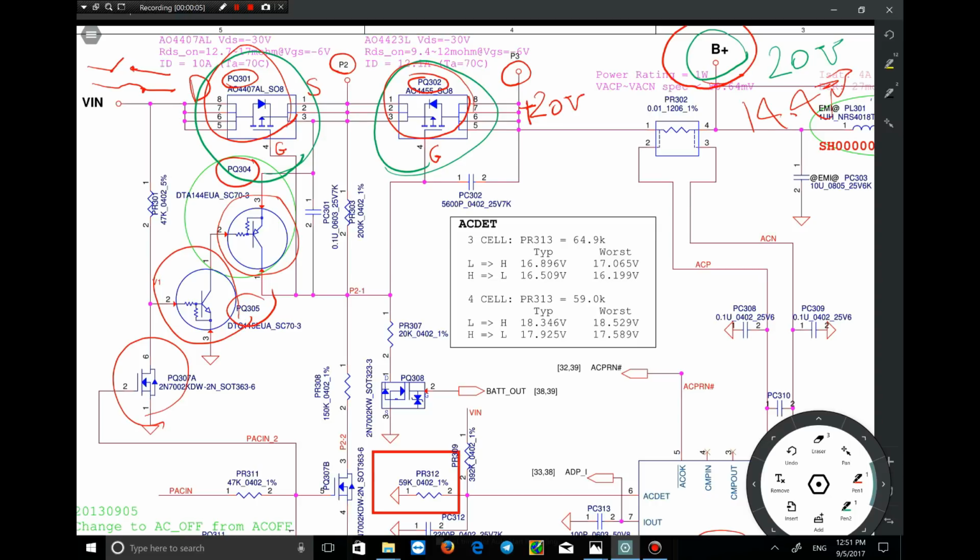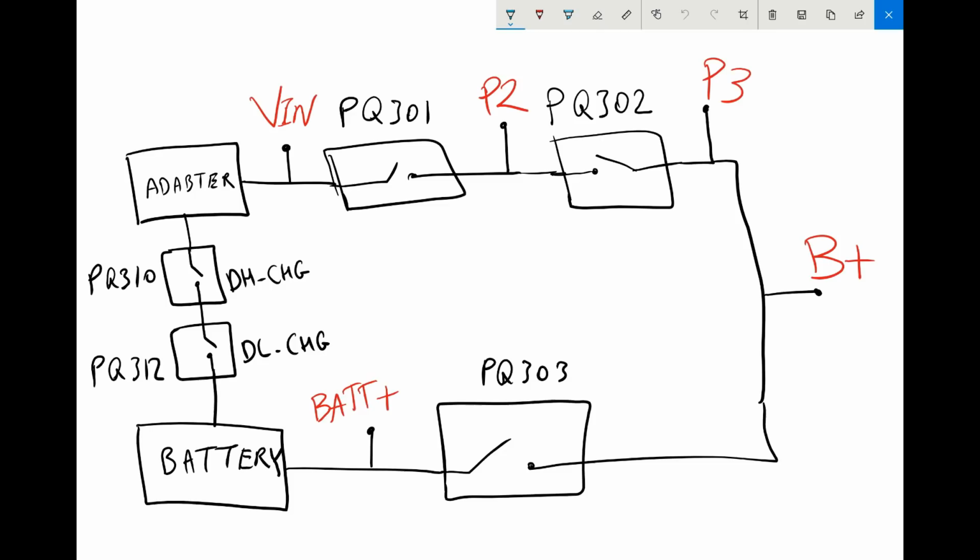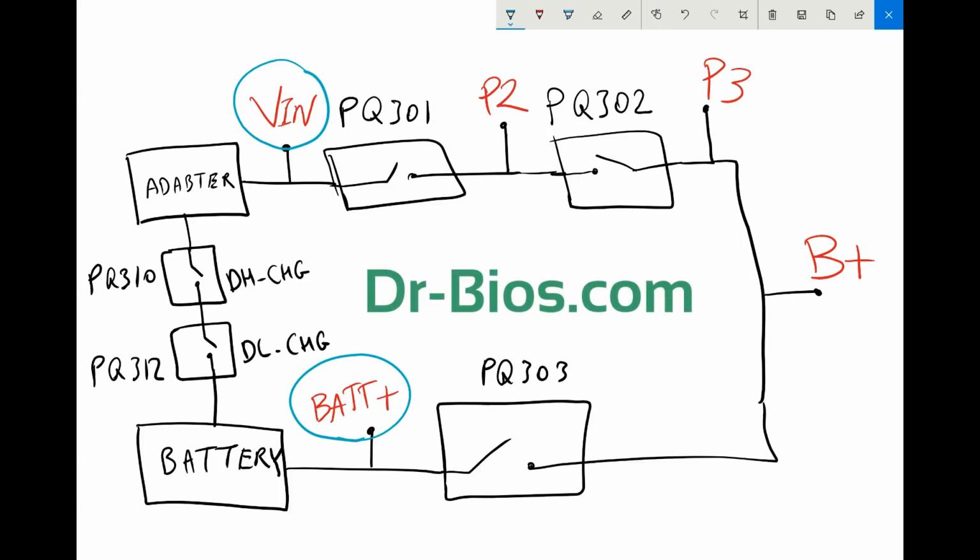Let me show you in a picture so that you can understand this whole thing easily and accurately. This is the picture. As you see, VIN, which is up there, this is the input voltage of the adapter, and this one is the input voltage of the battery. I can explain this process in three ways. One, only the battery is connected to the laptop. What happens in this time?